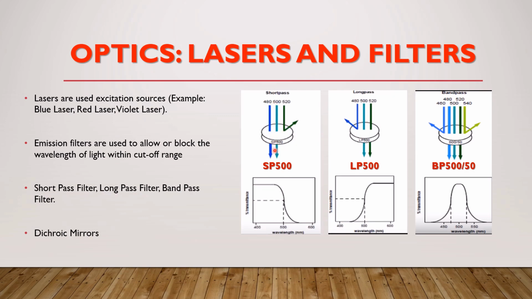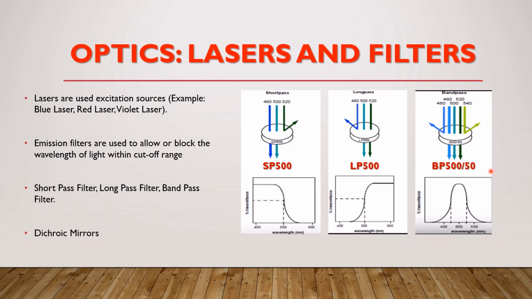So this one will allow the light to pass through the filter below 500 nanometer, and above 500 nanometer it will block it. This is a long pass filter, that is LP 500. The long pass filter will allow the light wavelength above the cutoff. Here 500 LP is a long pass filter which will allow the light wavelength above 500 nanometer. Below 500 nanometer it will block.